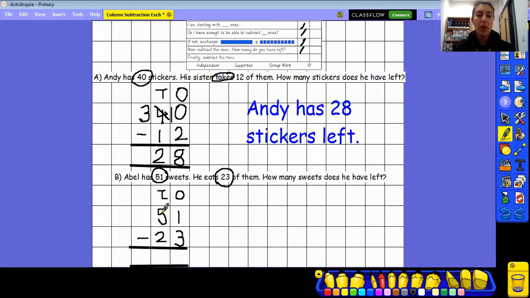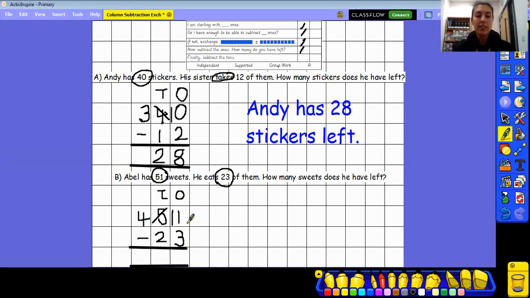So I'm going to take one of my 5 tens and place it in my ones column as 10 more ones. And that means I don't have 5 tens anymore. I've actually got 4 tens. And I don't have 1 one anymore. I've now got 11 ones. So now that I've done my exchange, I've got plenty of ones here to be able to take away 3.